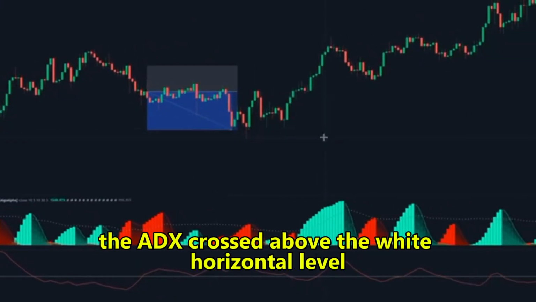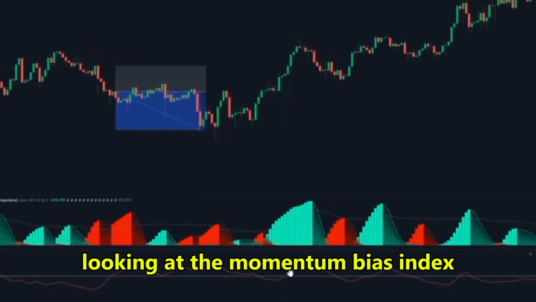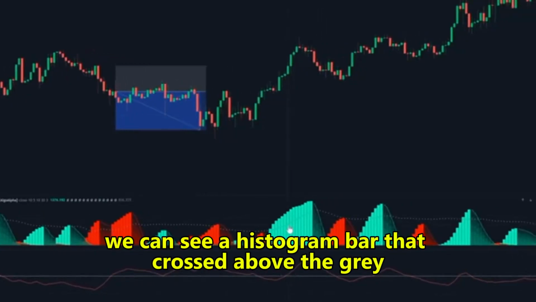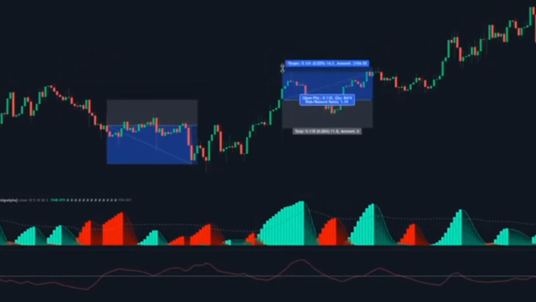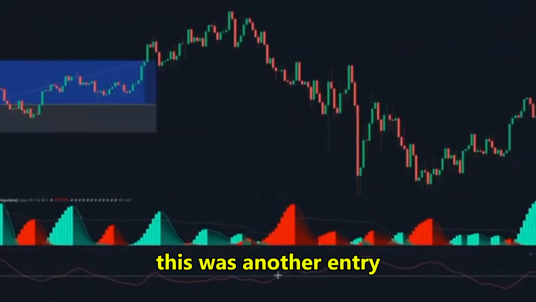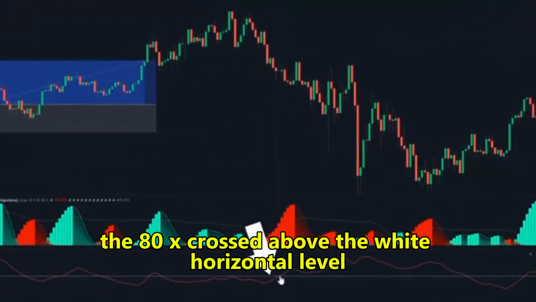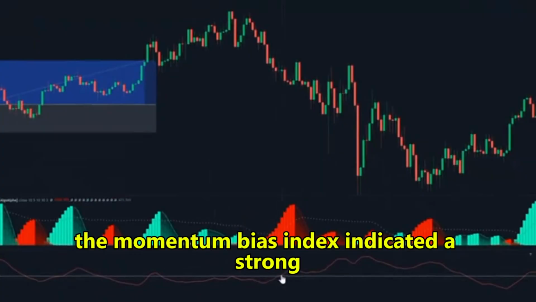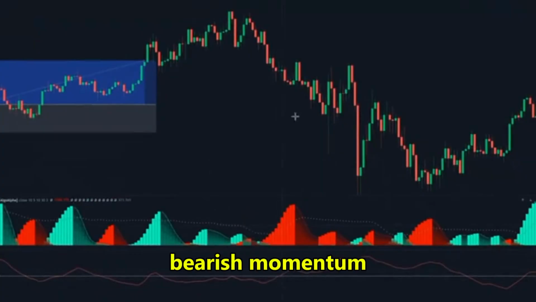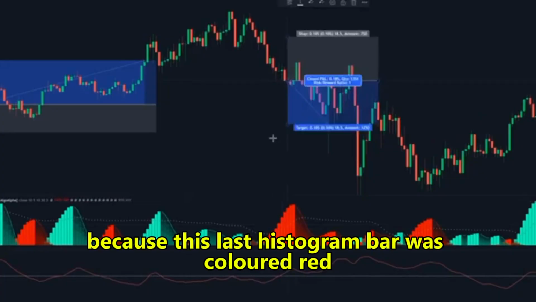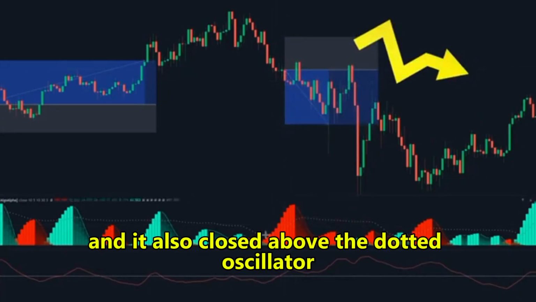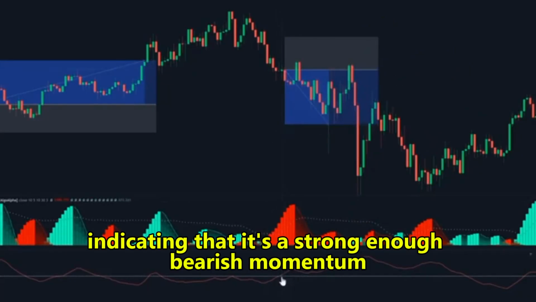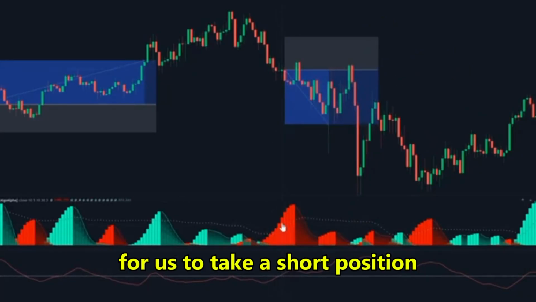Then here, the ADX crossed above the white horizontal level. Looking at the momentum bias index, we can see a histogram bar that closed above the gray dotted oscillator. This was another entry. The ADX crossed above the white horizontal level, and on that crossover, the momentum bias index indicated a strong bearish momentum because this last histogram bar was colored red, indicating a bearish momentum, and it also closed above the dotted oscillator, indicating that it's a strong enough bearish momentum for us to take a short position.